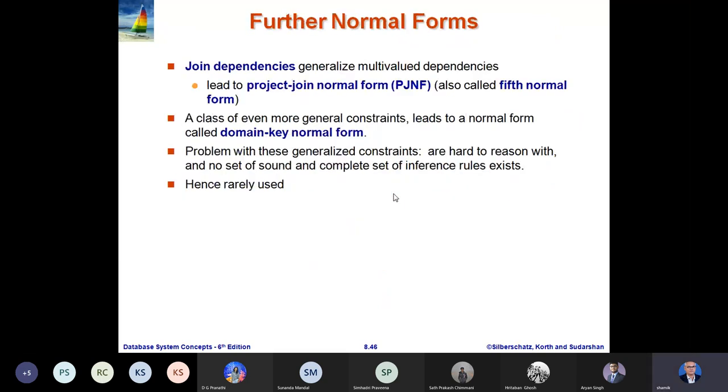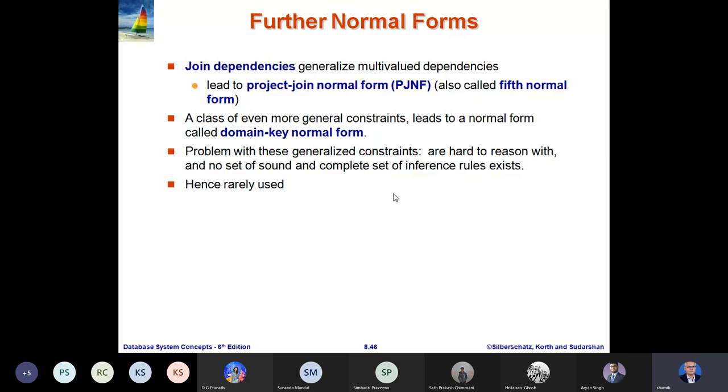So there are indeed other higher normal forms, like join dependencies and so on, which is called project-join normal form, also called fifth normal form, and domain-key normal form, and so on. The issue is that it is not so easy to reason with them, and no sound and complete set of inference rules exists. So hence these are rarely used in database schema design.